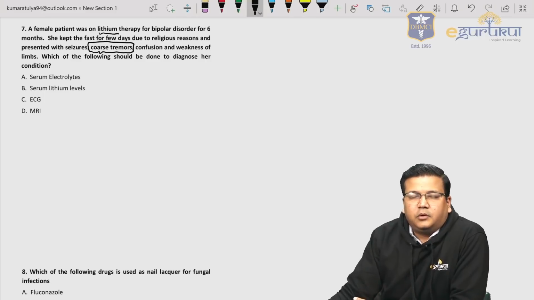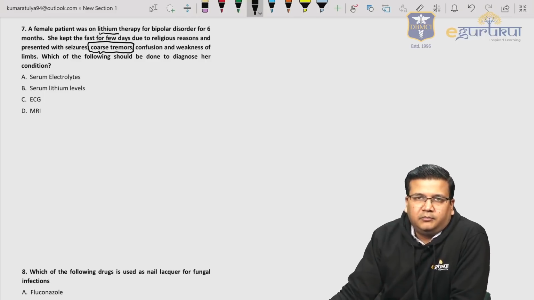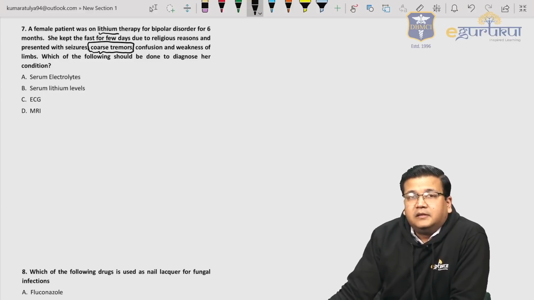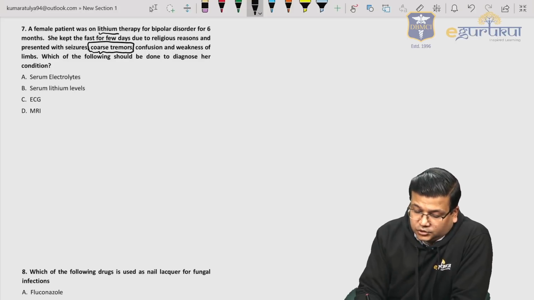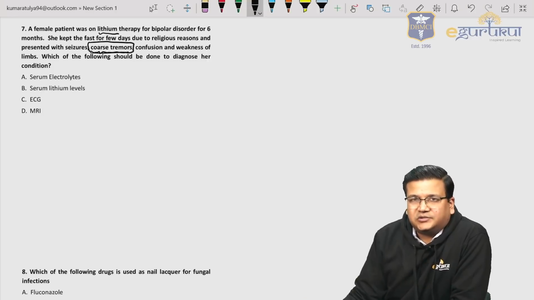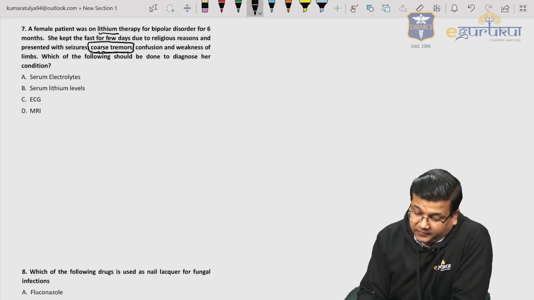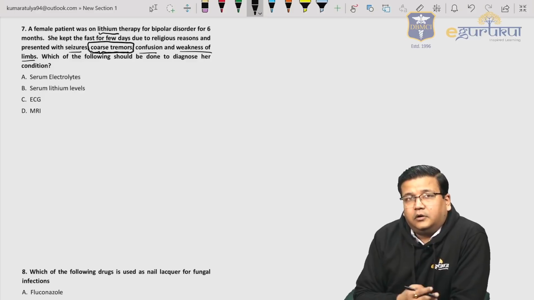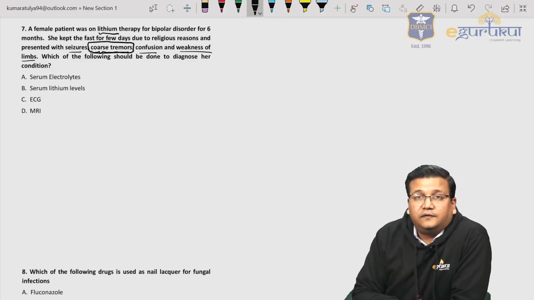So the initial problem is fine tremor, the most common problem, but if a patient develops lithium toxicity, then the fine tremors convert into coarse tremor. So coarse tremor should raise a suspicion of lithium toxicity. Along with that, there is seizure, confusion and weakness of limbs. So there is neurotoxicity, which again confirms our suspicion of lithium toxicity.